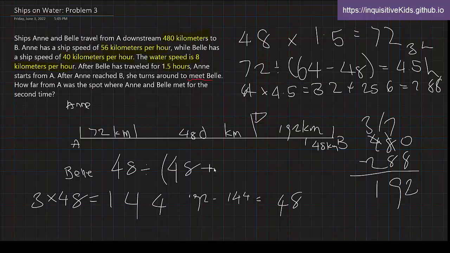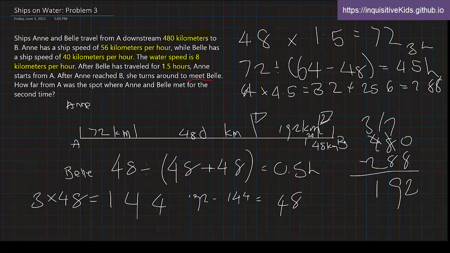And Belle is still 48 kilometers per hour too. That gives us 0.5 hours. So that entire thing took 0.5 hours. Now, where were they when that 0.5 hours ended? It should be somewhere here, right in the half of 48 kilometers because their speeds are the same. So right here, this is 24 kilometers.